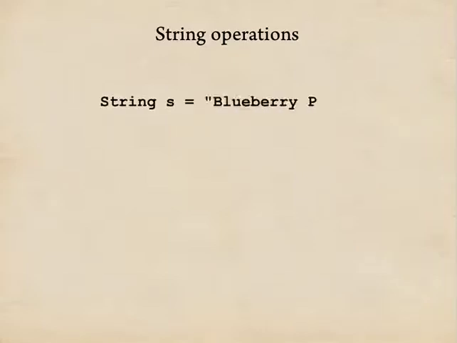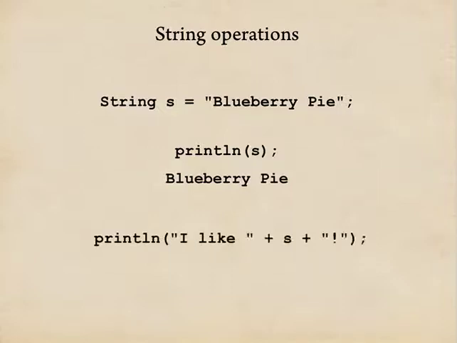I'll create a String named s, and it has the initial value "blueberry pie". Now the first thing we probably want to do with a string is to print it out. So I can just say println(s), where s is my variable name, and Processing will print out blueberry pie. Now often we want to print out some additional stuff, and we've seen this before. We might type something like this.